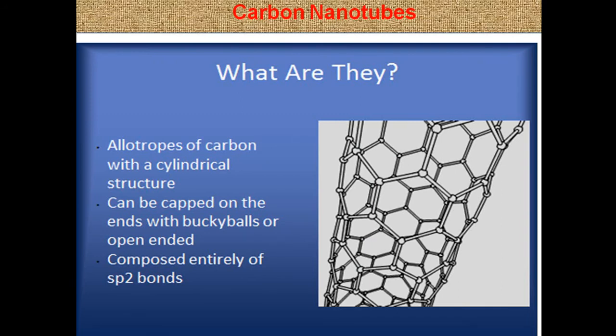So what are the carbon nanotubes? Carbon nanotubes are an allotrope of carbon with a cylindrical structure, which can be capped on the end with a buckyball or be open-ended. These are composed entirely of sp2 hybrid bonds. So the carbon nanotube is either closed from both sides or open on both sides. It is one of the allotropes of carbon, and all the bonds present in a carbon nanotube are sp2 bonds. These are not sp3 hybrid bonds, these are sp2 hybrid bonds.